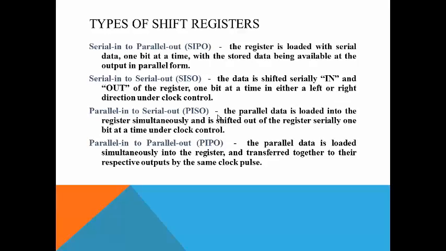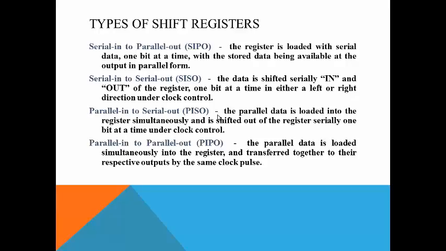And there are 4 types of shift registers. Okay, as I told you, there are 2 types of data transfer patterns. One is parallel, another one is serial. So the input can be either parallel or serial, and the output can be taken either in parallel or in serial. Okay, so these 2 combinations in both input and output will lead to 4 different types of shift registers. That is serial in, parallel out, serial in, serial out, parallel in, serial out, parallel in, parallel out.